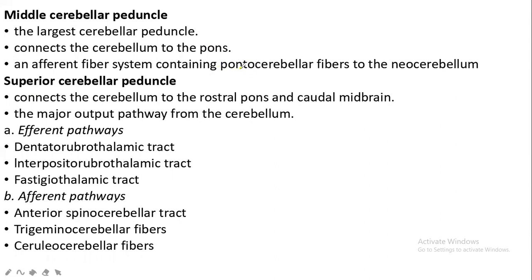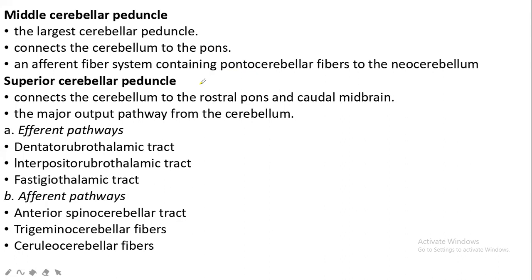And then from there, it crosses the midline and goes to the opposite cerebellar hemisphere. Then here we see the superior cerebellar peduncle. Now, this has both afferent and efferent fibers. So it connects the cerebellum to the rostral pons and the caudal midbrain: the rostral pons, the upper part of the pons, and the lower parts of the midbrain.